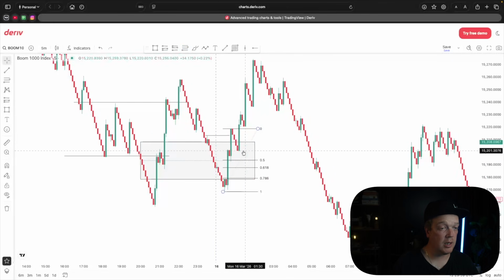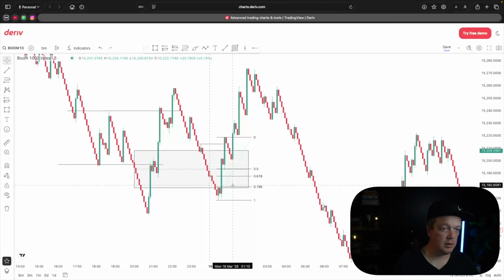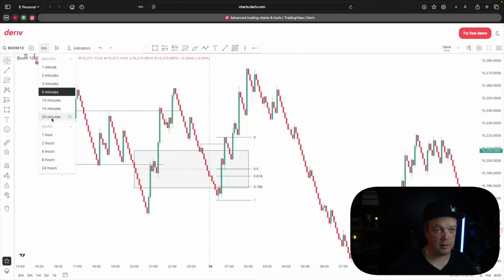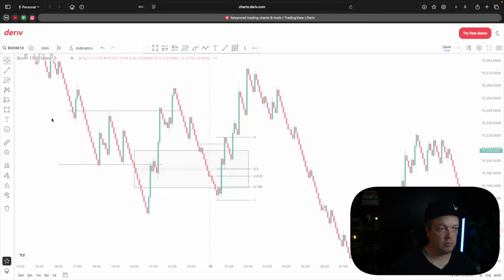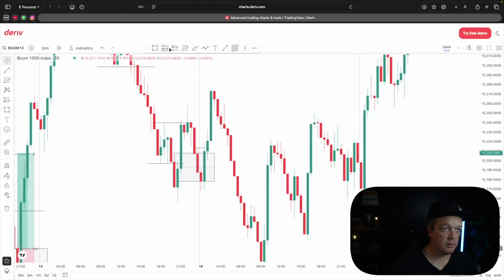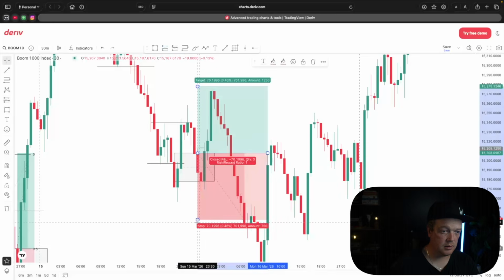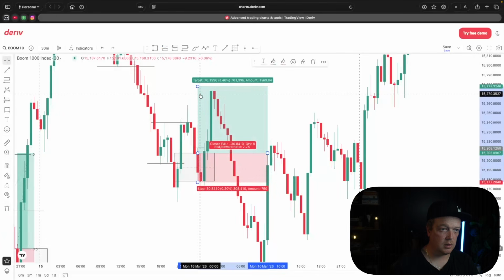We never got our entry on the 5 minute as well. We never got it, so this will be a losing trade. I'm going to show you something at the end where some of these trades we can make a winning trade. But for now, this will be a losing trade. I just want to mark out that one so we can see it. So this was a losing trade.